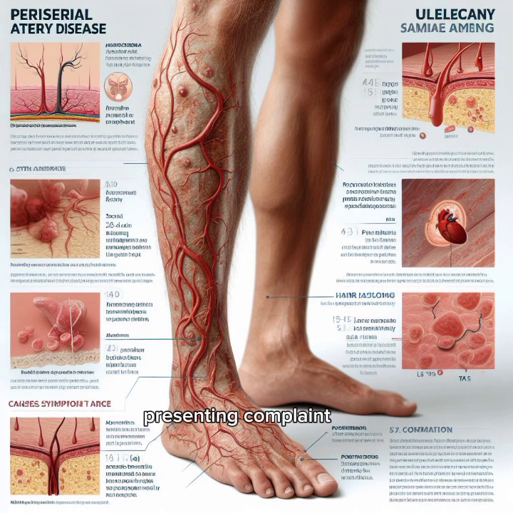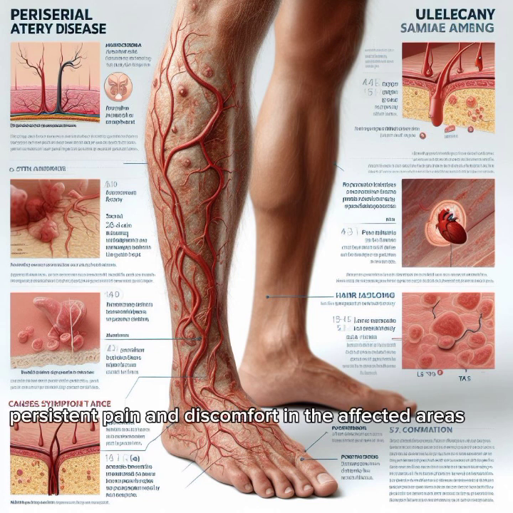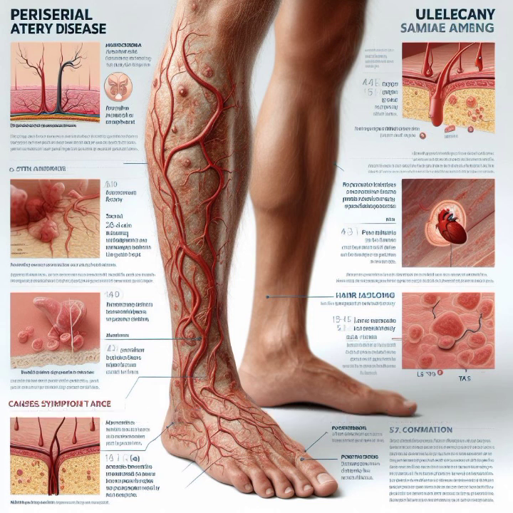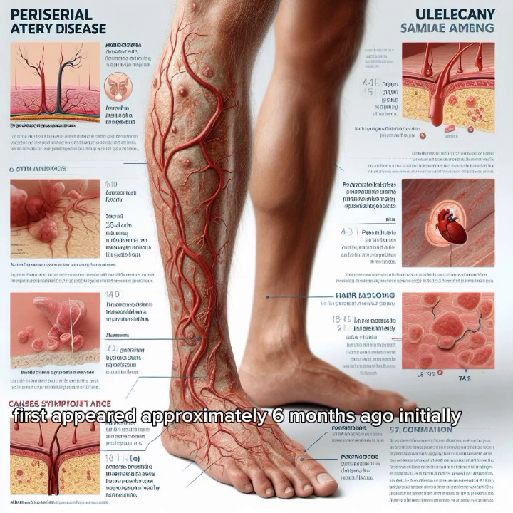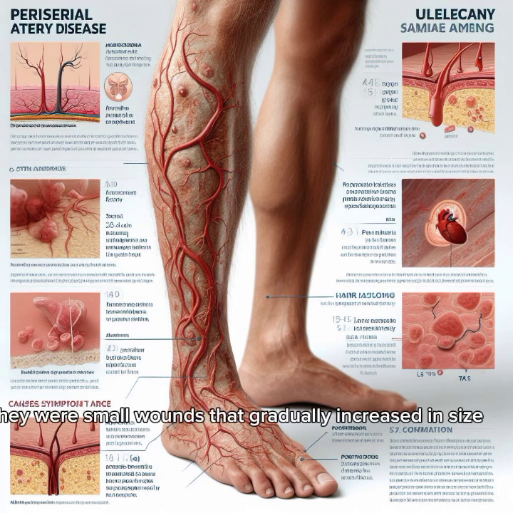Presenting complaint. She presents with non-healing ulcers on her lower extremities, particularly the lower legs. She reports persistent pain and discomfort in the affected areas, limiting her mobility. Onset and progression. The leg ulcers first appeared approximately 6 months ago. Initially, they were small wounds that gradually increased in size.